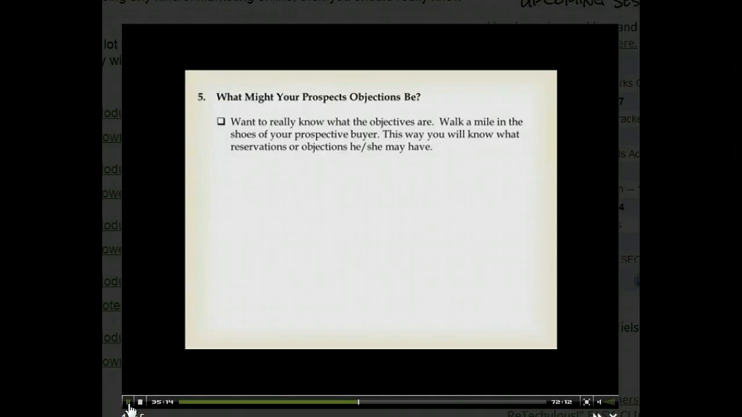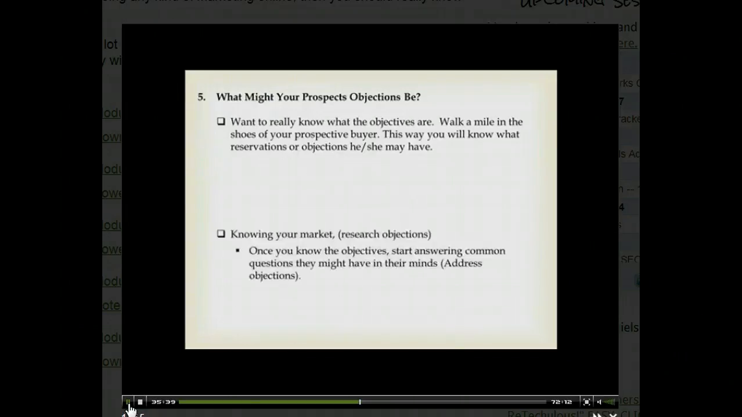If you walk a mile in your prospective buyers' shoes, you're going to be able to answer the objections. If you know exactly what they're going to get and what they should expect, you're going to be able to convey that in your sales copy. You're going to be able to answer the questions they have that might prevent them from buying. They're going to have some reservations. You've got to know what they are and overcome them.